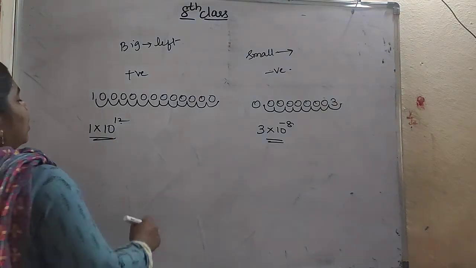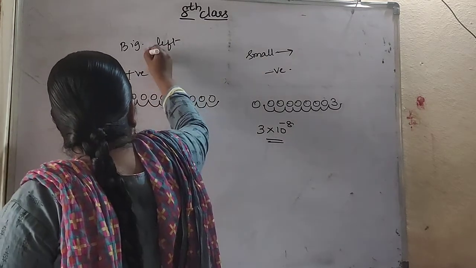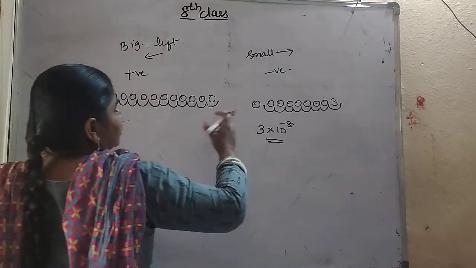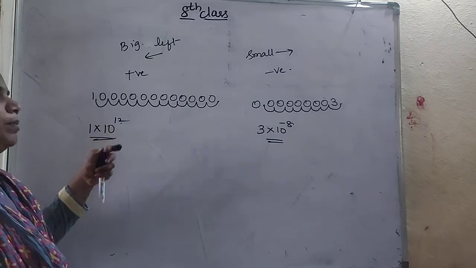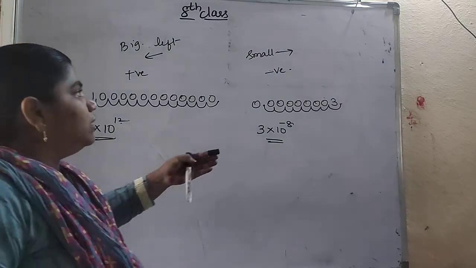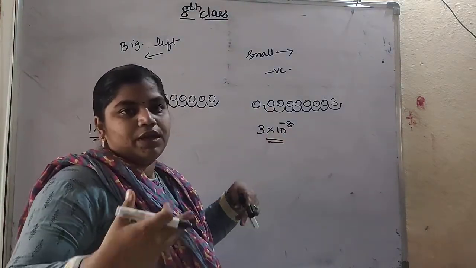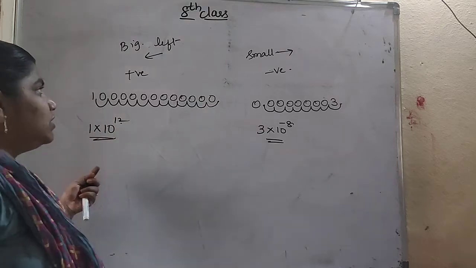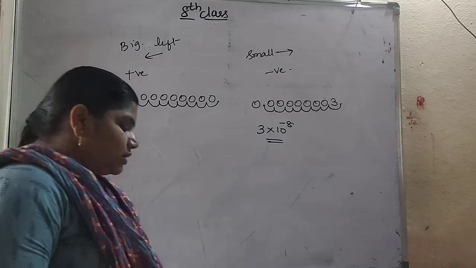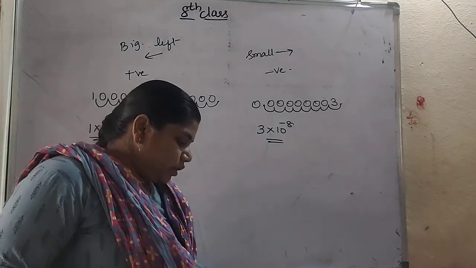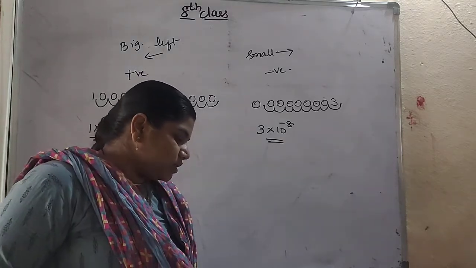For smallest value, we have to move to right side. For bigger number, the power will be a positive power, and for smallest number, the power will be a negative power. So this is how we will convert any bigger number or smaller number in the form of scientific notation. Okay, so we will start our exercise on this now.